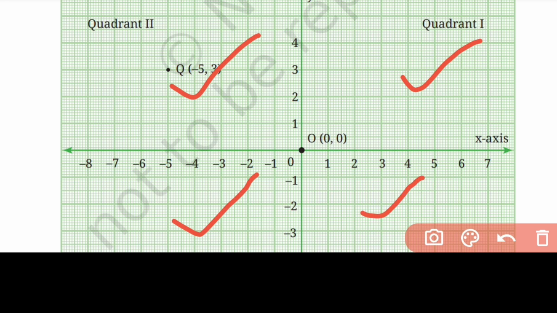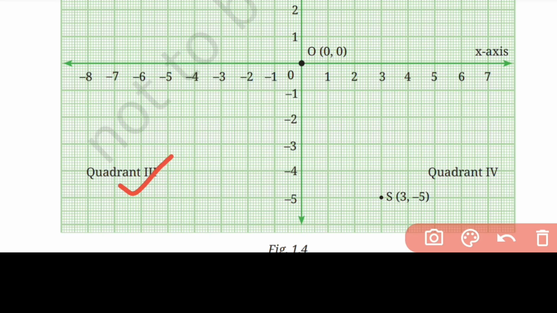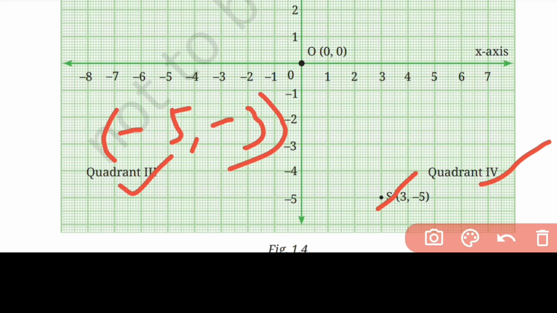In this quadrant 1, both x value and y value are positive. In this second quadrant, x value is negative and y value is positive. In this third quadrant, x value is negative and y value is also negative. For example, -5, -3. In this quadrant 4, x is positive and y is negative.